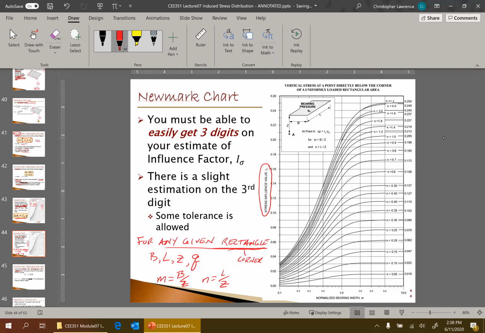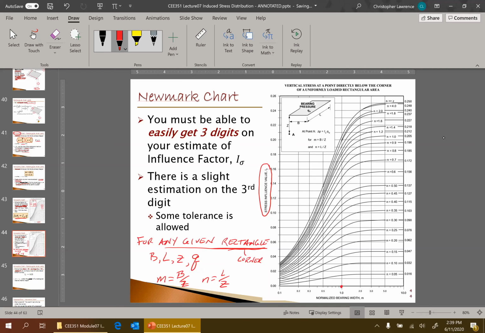Let's say it turns out that M happens to be 1. You're talking about a rectangle that is 10 meters wide, and a point that is 10 meters deep. So B equals 10 and Z equals 10. Let's say M equals 1, but the load is 15 meters long. So the load is 10 meters by 15 meters, and we're talking about a point 10 meters down. So N is L over Z, that will be 1.5.